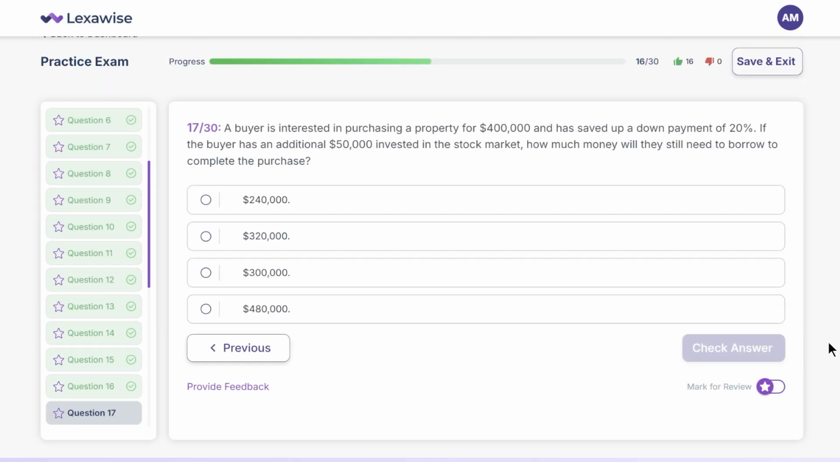Next question. A buyer is interested in purchasing a property for $400,000 and has saved up a down payment of 20%. If the buyer has an additional $50,000 invested in the stock market, how much money will they still need to borrow to complete the purchase? A. $240,000. B. $320,000. C. $300,000. D. $480,000. Take a few seconds to run the numbers.